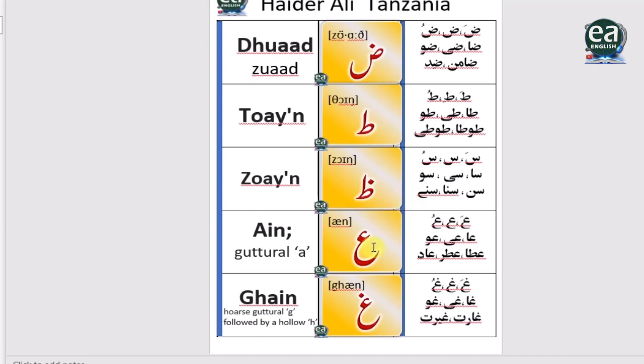Ain. Same like Arabic, Ain. Wine, like you are going to have water in your throat, you are going to gargle, like go. Yes, like someone is inside the water, he doesn't know how to swim, he is going to drown, so he will sound like go. Yes, so this is rain sound, like g.